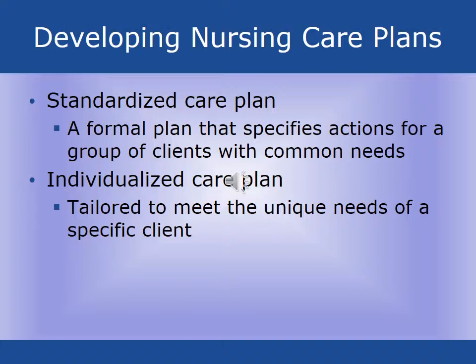And then we have a standardized care plan, and that's a formal plan that specifies actions for a group of clients with common needs. So let's say that you are on a hospital floor and it's a pulmonary floor and you have many patients with COPD. You might have a formal care plan that's listed in a computer or it's pre-printed for that group of clients because their needs will be similar. Then we have an individualized care plan, and that's tailored to meet the unique needs of a specific client.